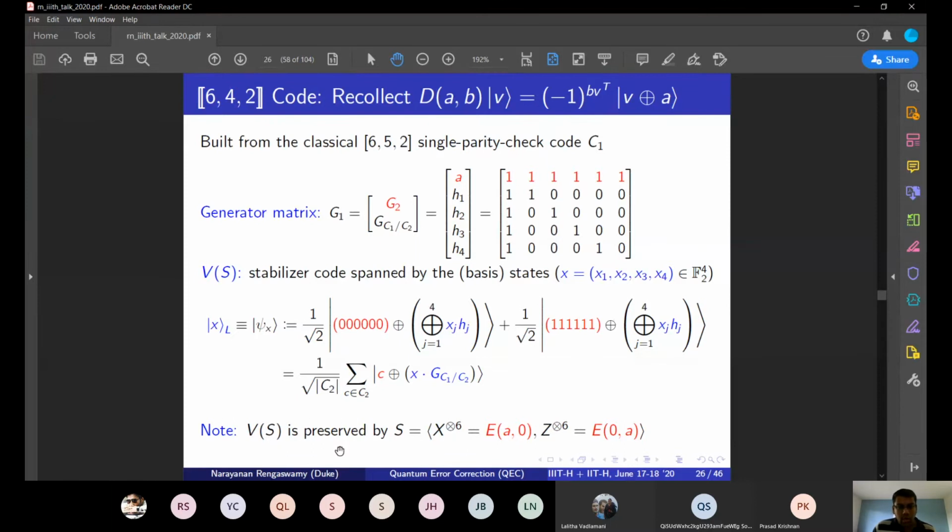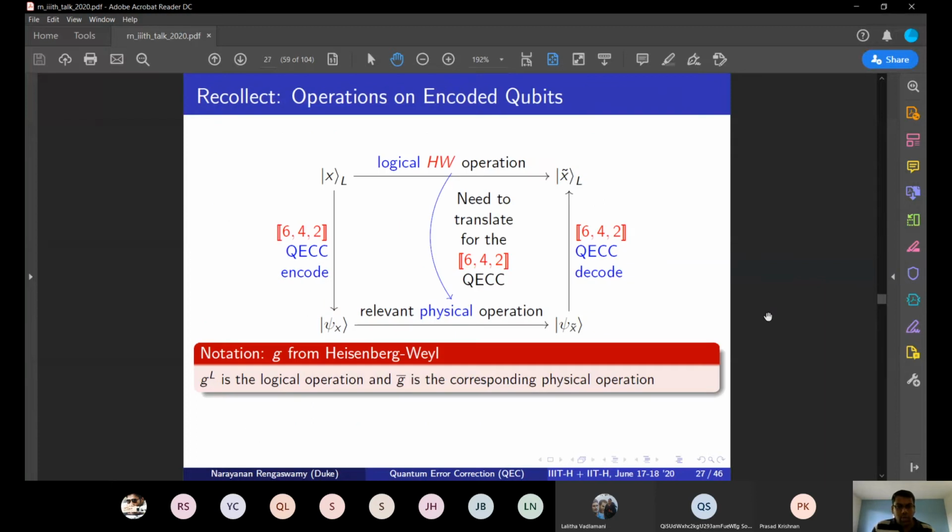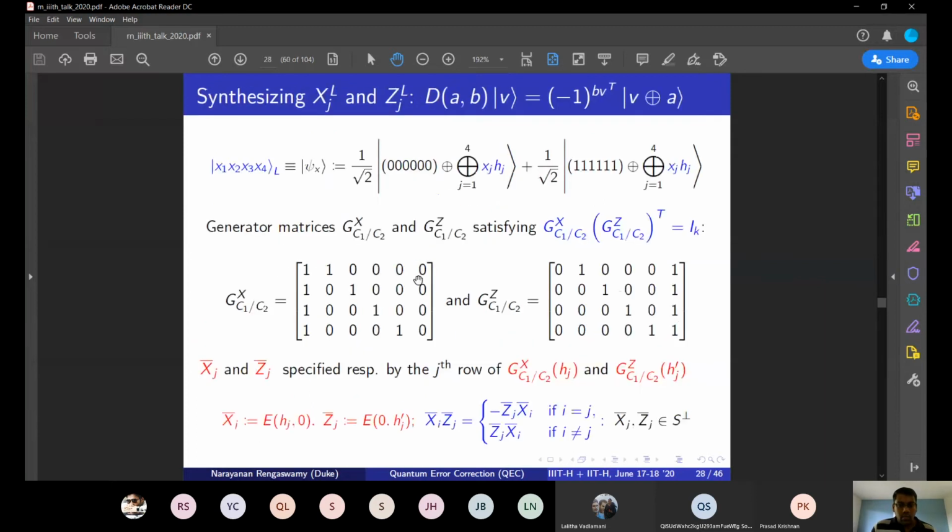I'm not going to get into much detail, but I just want to emphasize that for stabilizer codes, it's also possible to write down the logical basis states explicitly using these classical generator matrices. And by using that connection, you can also write the logical Paulis, the logical X and Z, using these classical generator matrices. And it's also not very hard to check, so I'm going to skip this part.